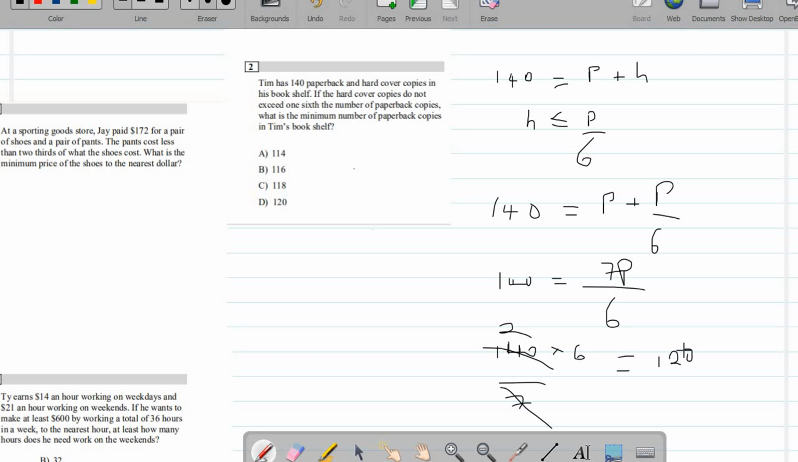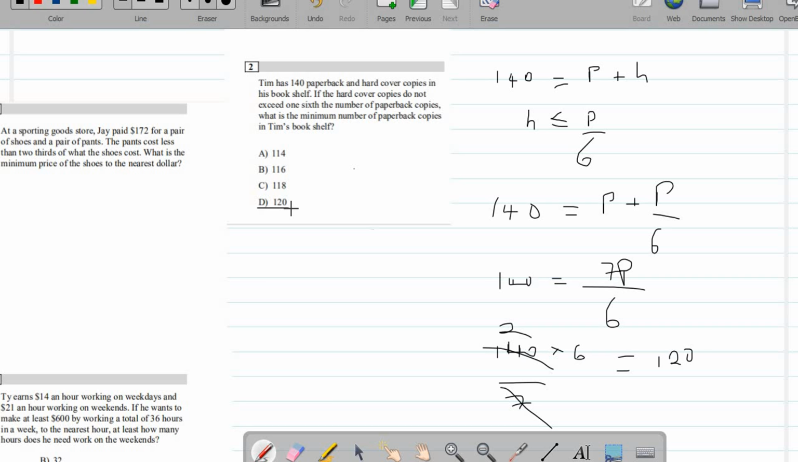120. Now 120 is the number of paperback. So the minimum number of paperback, because that's P, the minimum number of paperback copies in Tim's bookshelf is 120. So that's the minimum number.